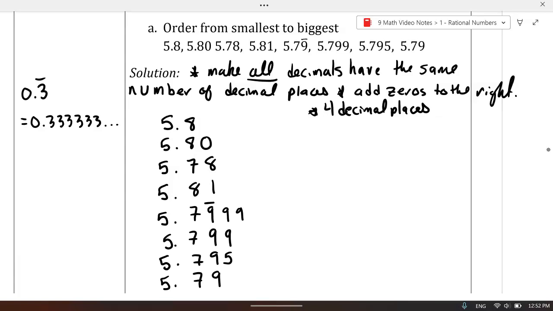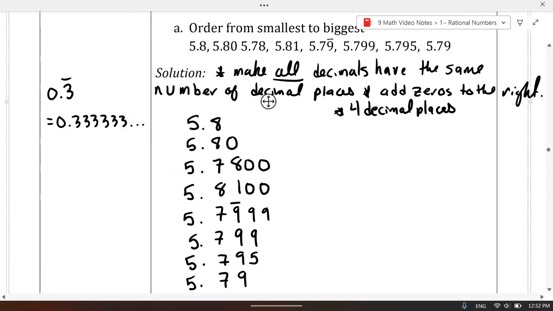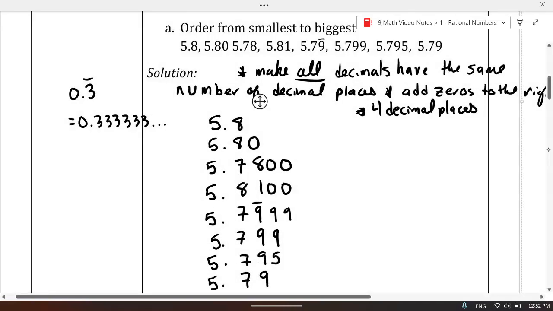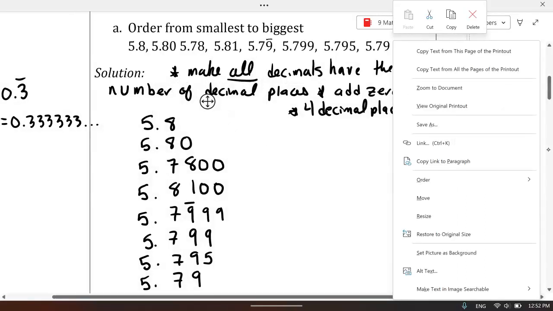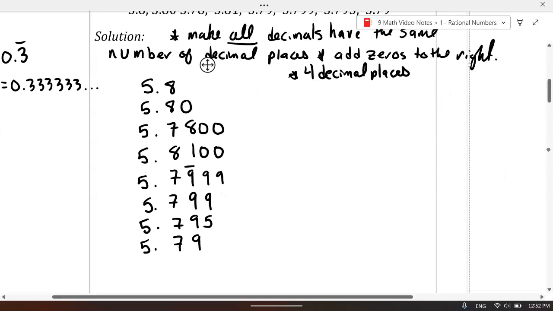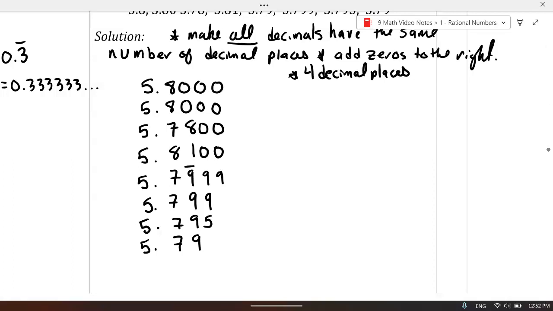Now the rest of them are kind of simple. We just need to make sure that there are 4 decimal places and we just add zeros as placeholders. This is 2, I'm going to put 2 more to make 4. This guy is 2, I'm going to put 2 more to make 4. This guy is 2, this guy is 2. I'm going to add 2 zeros here. This one only has 1 decimal place, so I'm going to put 3. And then this one has 3 already, so I'm going to put 1 to make 4. 3 already, 1 to make 4. This one is 2, so I'm going to add 2 more.